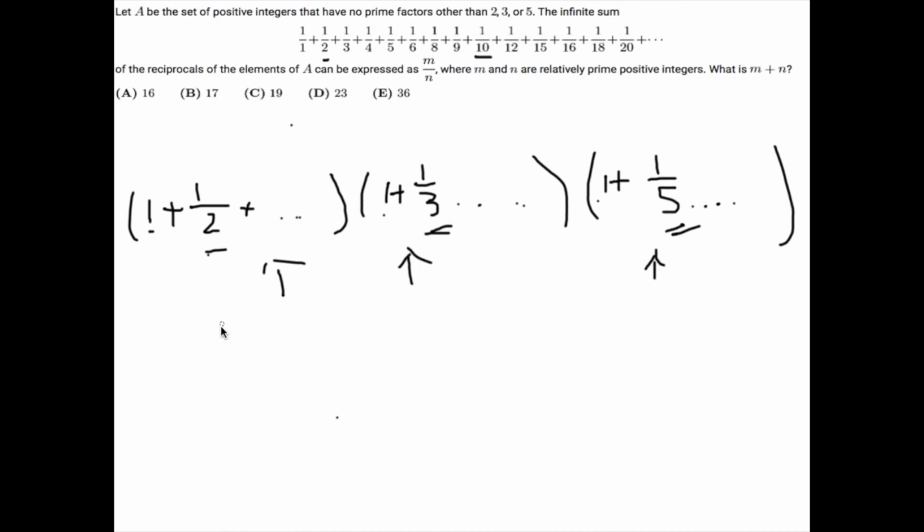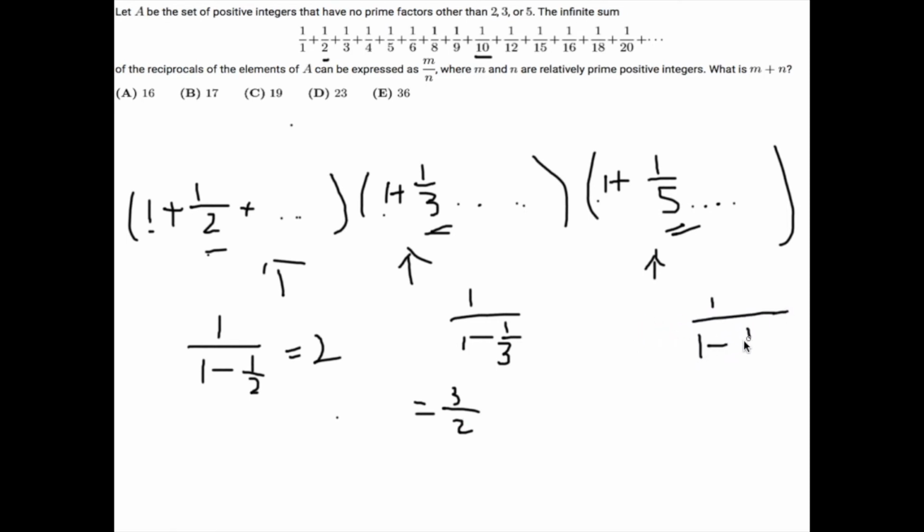The first infinite sum has first term of 1 and a common ratio of 1/2. This is 2. This one has the first term 1 and a common ratio of 1/3. So this is going to be 3 over 2. And this last one has the first term of 1 and a common ratio of 1/5. So this is going to be equal to 5 over 4.